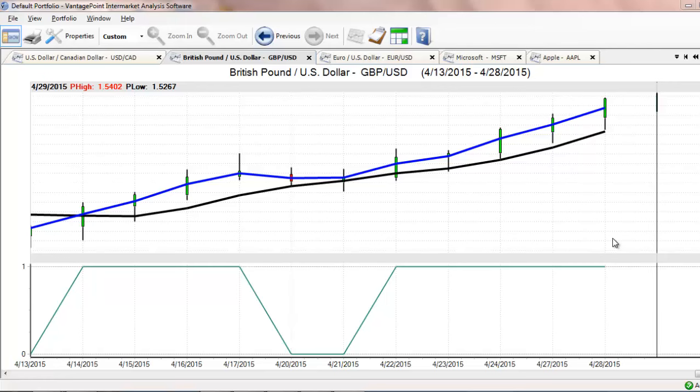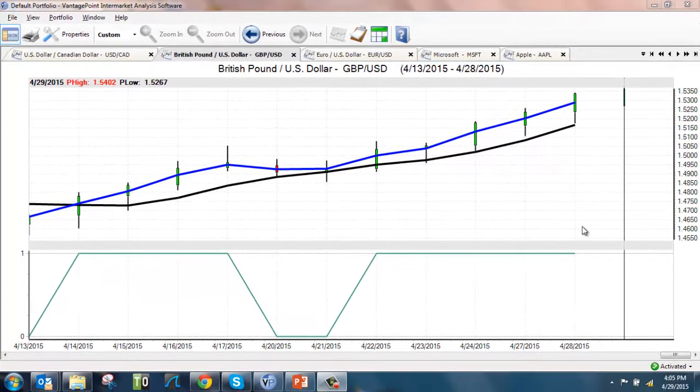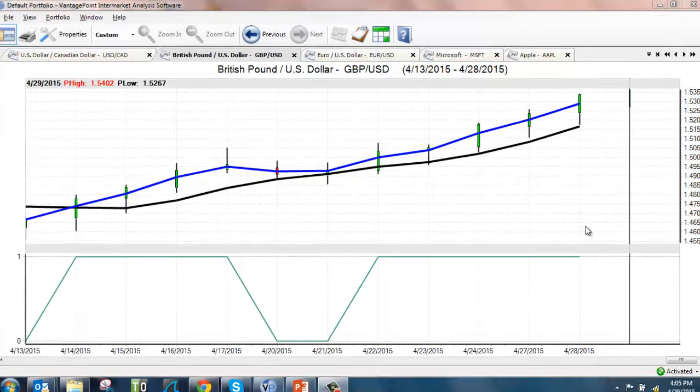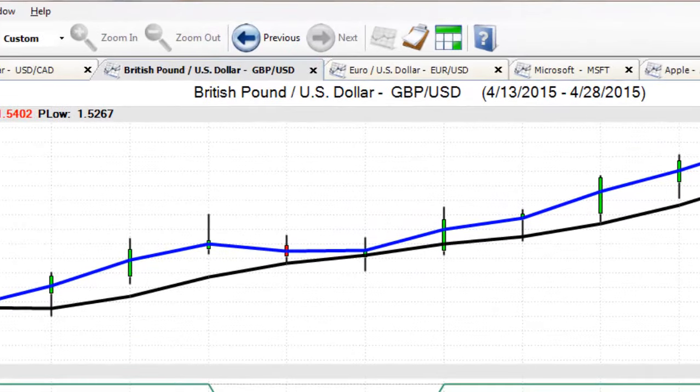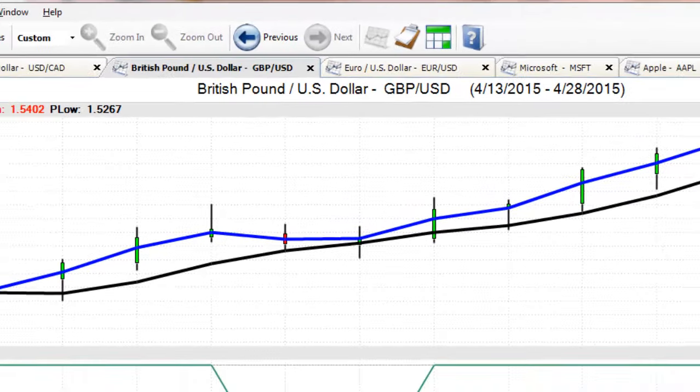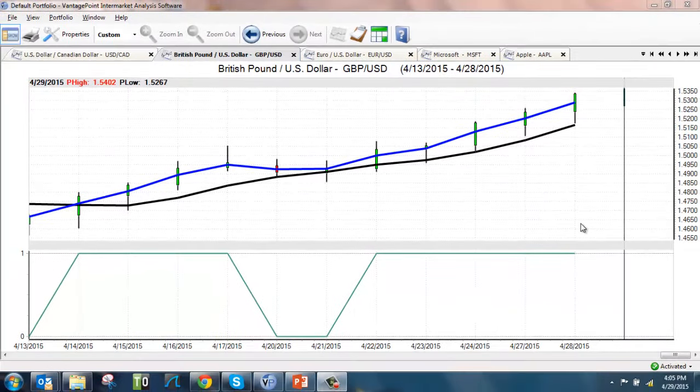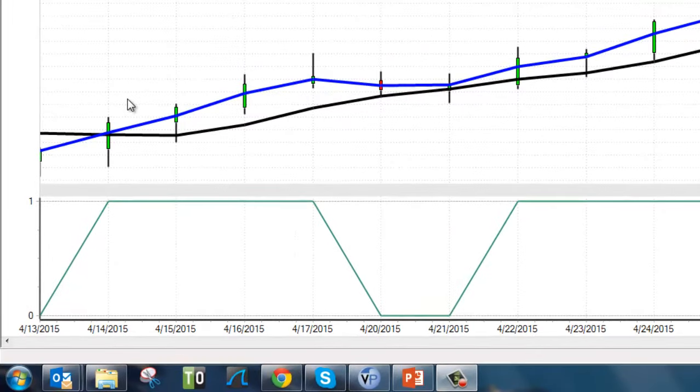Let's take a look at some actual markets so you can see what I'm getting at when I talk about intermarket analysis and making money consistently. We're looking at the pound and the US dollar. Now, the pound and the US dollar has been trending for quite some time. It's up again today, but you can see VantagePoint way back here on April 14th forecasted this to go up. How do I know that? Well, right here, the blue line crossed above the black line.